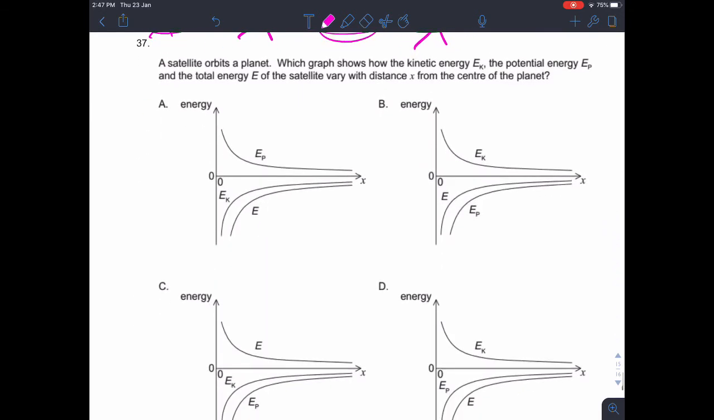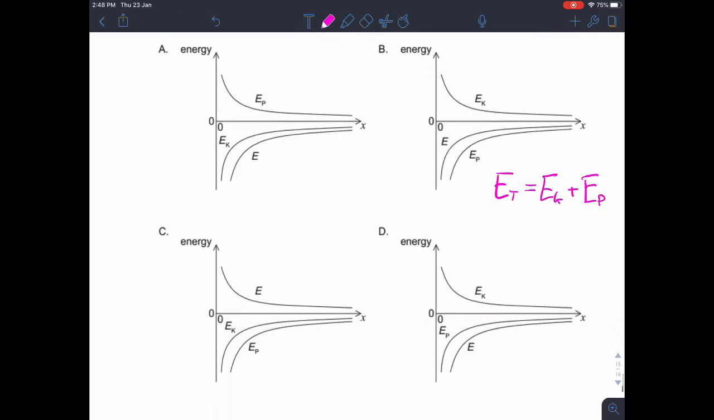Okay, 37. Which graph shows how the kinetic energy and the potential energy and the total energy of the satellite vary with distance x from the center of the planet? There's two ways to look at this. First of all, you know that the total energy is the kinetic energy plus the potential energy. If you think about that logically, you will see that the only option for that is B, because potential energy is negative, kinetic energy is positive, so you've got to find E in the middle. E has to be in the middle of the two.